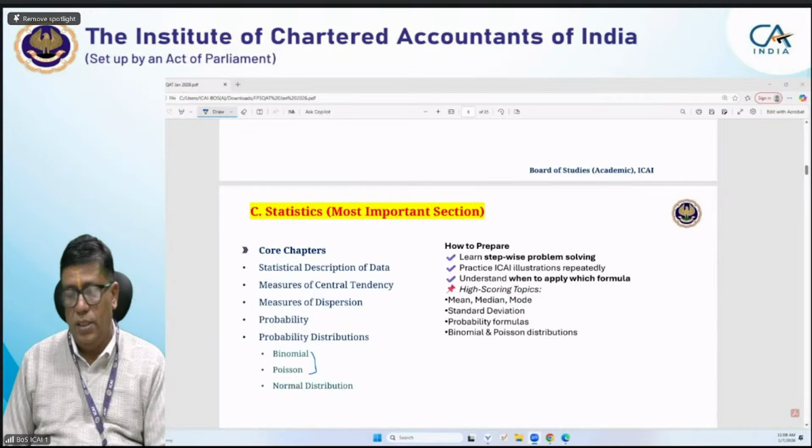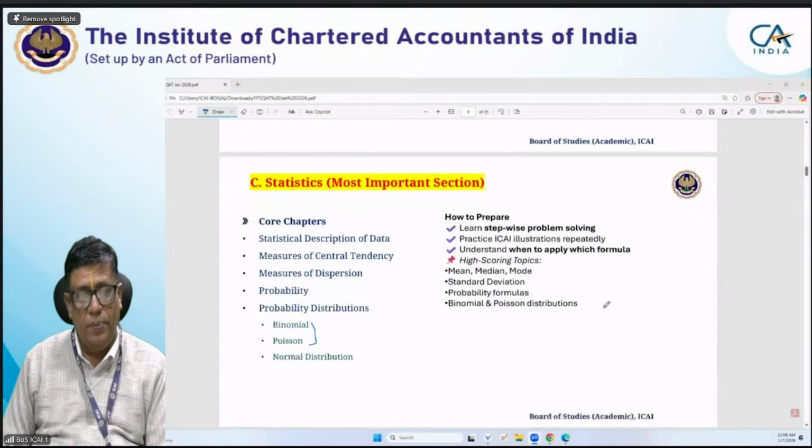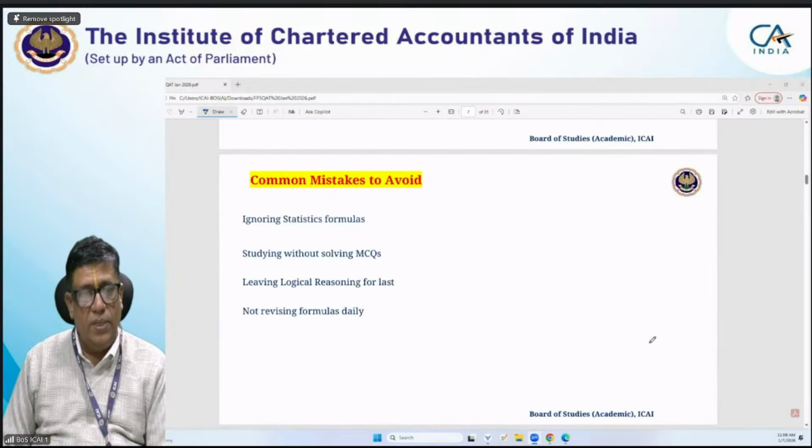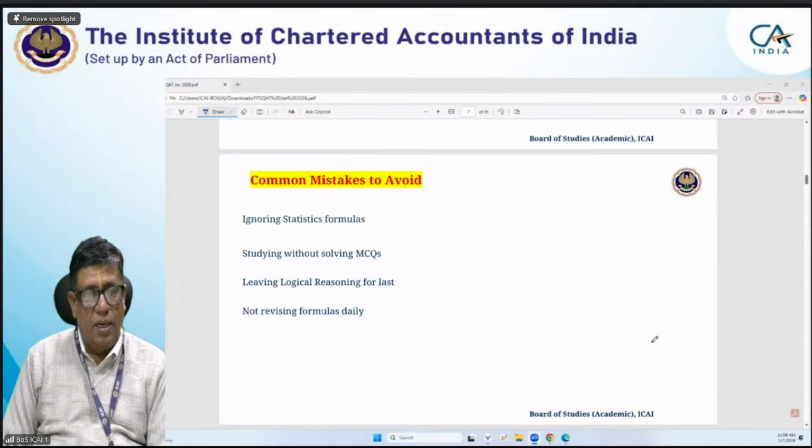This is about the statistics part, and common mistakes to avoid: ignoring the statistics formulas, studying without solving MCQs, leaving logical reasoning for last, not revising formulas daily. Those are the kind of common mistakes made by students.